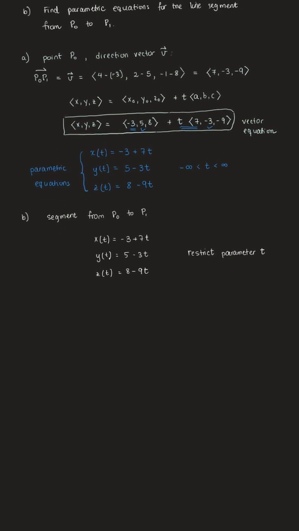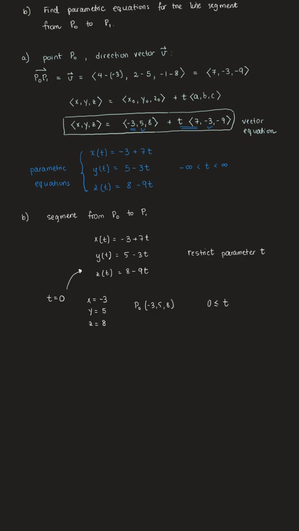Now, the nice thing about this is that the point itself, P sub 0, will give us the value of a point on the line when t is equal to 0, right? If we plug in t equals 0 into our parametric equations, we get that x will be -3, y will be 5, and z will be 8, and that is our point P sub 0, -3, 5, 8. So we know that the left endpoint of our segment for t will have to be 0.